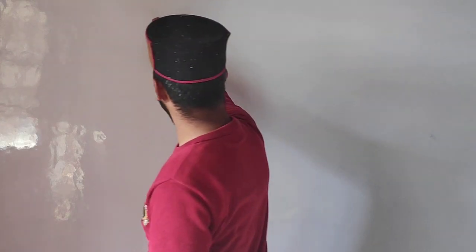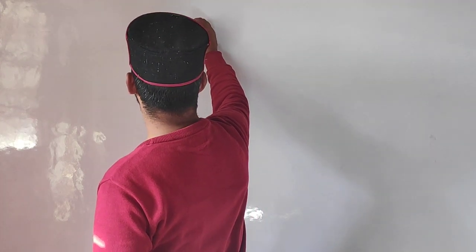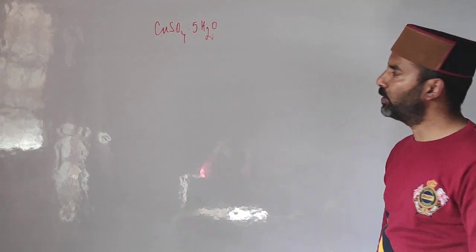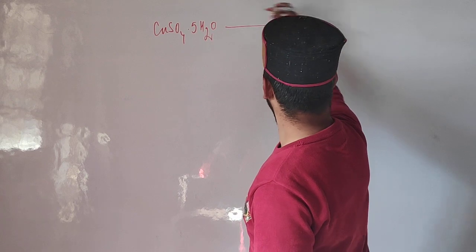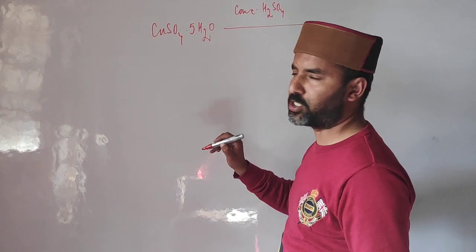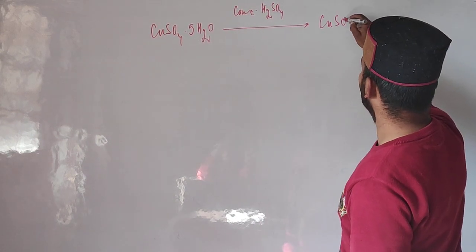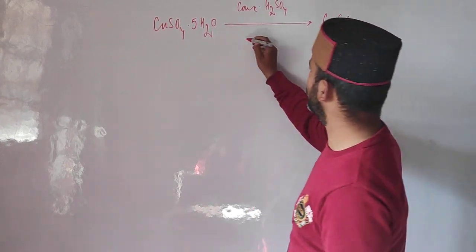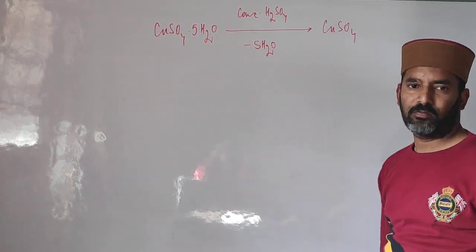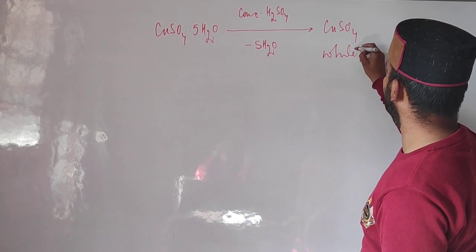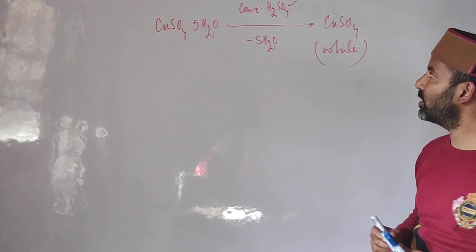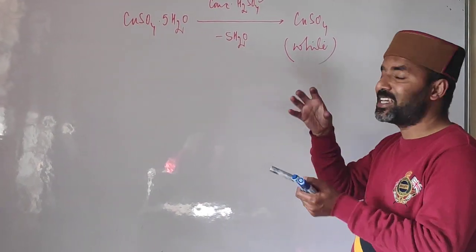For example, students, blue vitriol has some water molecules which are in loose chemical combination. So when we drop a few drops of concentrated H2SO4 on blue vitriol crystals, what happens? All the water will be absorbed by concentrated H2SO4, and we get this white anhydrous copper sulfate. So here we are using concentrated H2SO4 as a dehydrating agent.